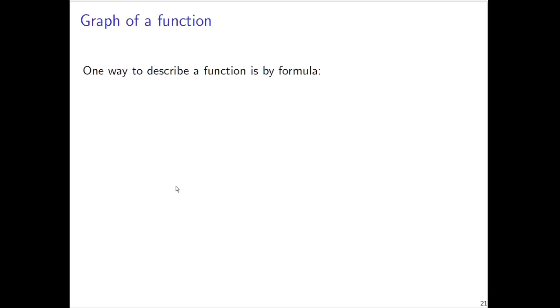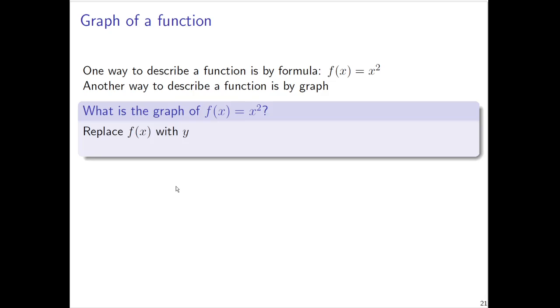All right, one way to describe a function is by a formula. So for instance, f of x equals x squared. Another way to describe a function is by a graph, by a picture.